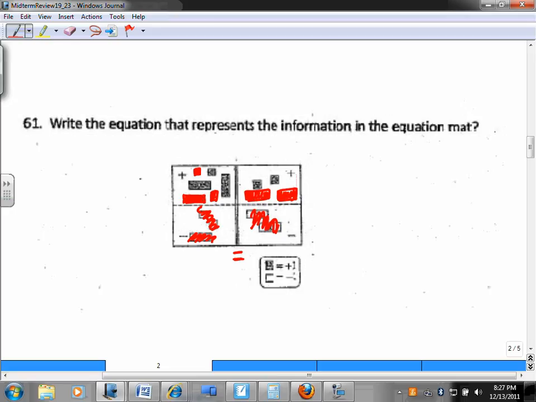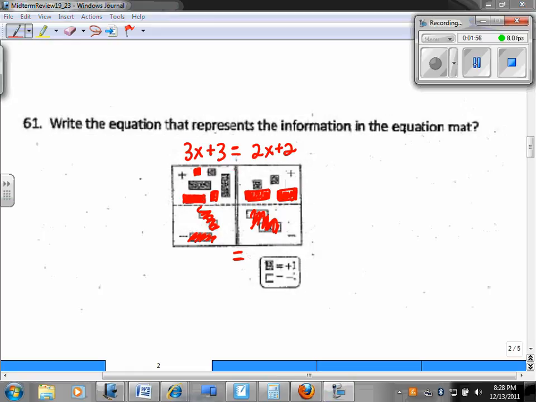Okay, so let's see what we have. We have 3 x's plus 3, 2 x's plus 2. They're all shaded in, so they're all positive. We have our equals. So we end up with 3x plus 3 is equal to 2x plus 2.